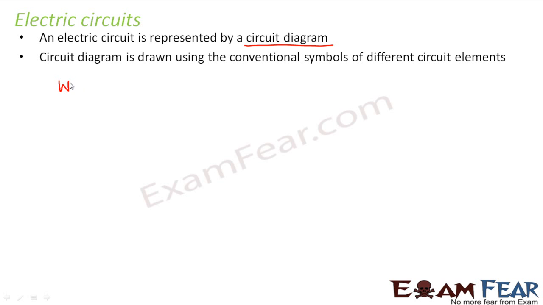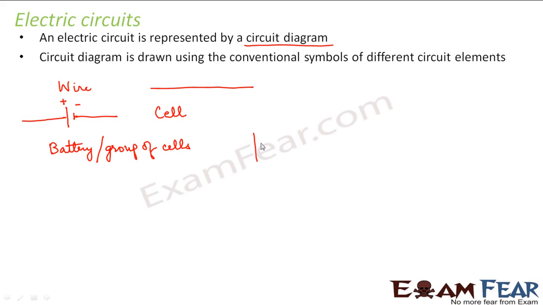Generally, whenever we want to represent a wire in a circuit, we represent it by a straight line. Suppose I want to represent a cell, we represent it in this way. This represents the positive terminal and this represents the negative terminal. Now suppose I want to represent a battery or a group of cells. In that case, we can represent it like this. The bigger line is the positive terminal, the smaller one is the negative terminal. So this is how we represent a battery or a group of cells.